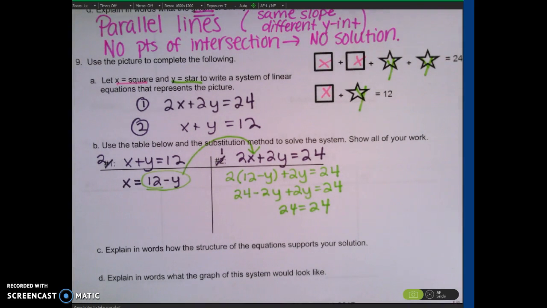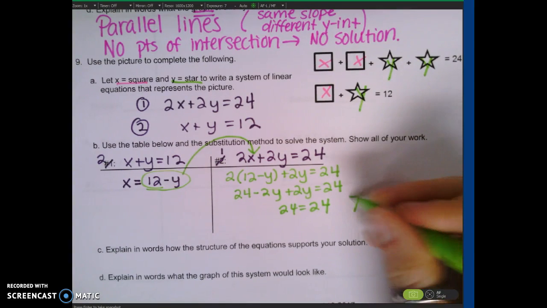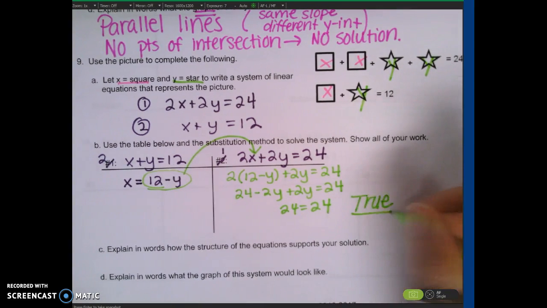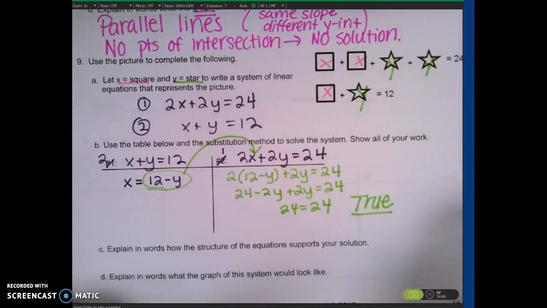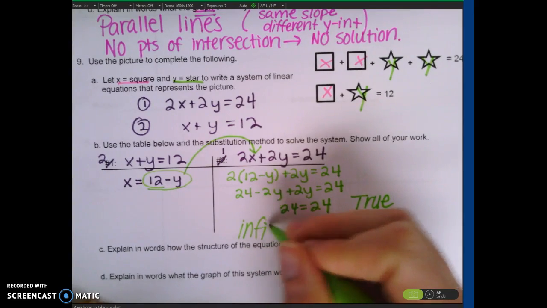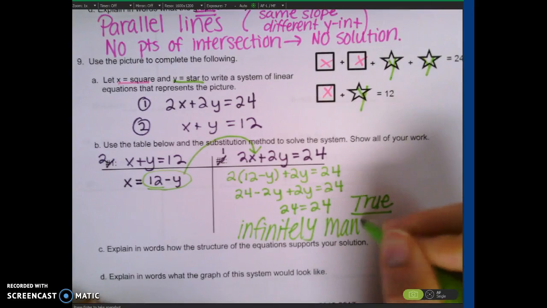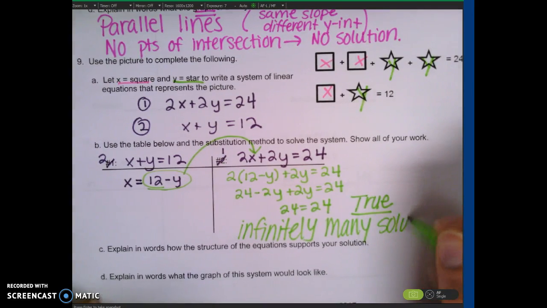Did you end up with a true statement or a false statement? That's right, 24 equals 24. This is true. What does that mean about our system? That means that there are infinitely many solutions.